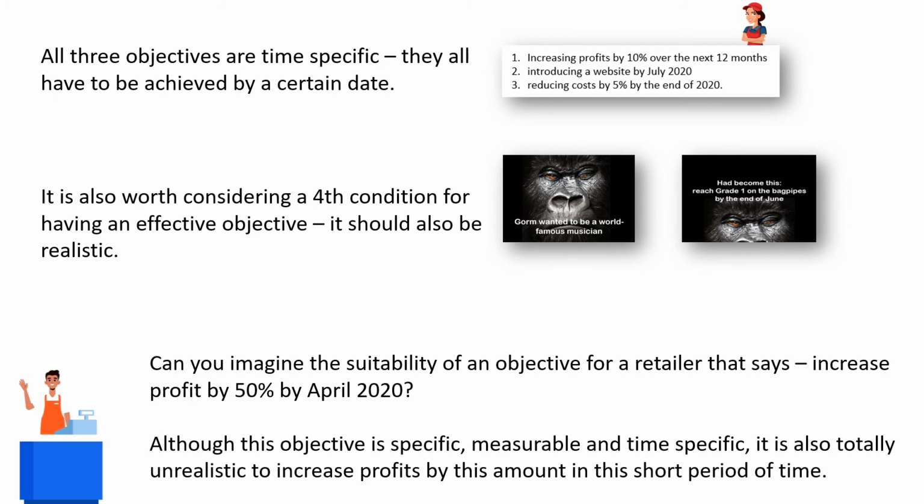After all, can you imagine the suitability of an objective for a retailer that says increase profit by 50% by April 2020? Seriously, in the year 2020. Although this objective meets all the criteria, specific, measurable and time specific, it is also totally unrealistic to increase profits by this amount in this short period of time, let alone in this infamous year 2020.